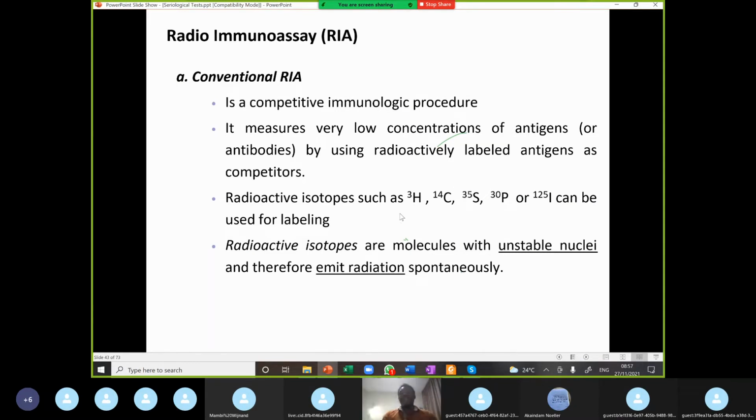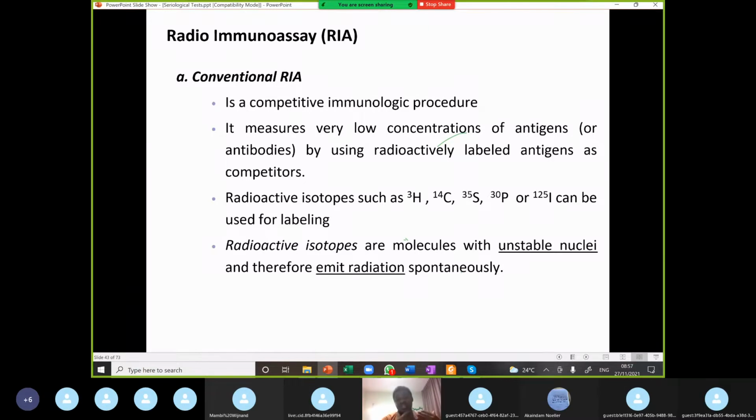So different radioactive isotopes have been used. We have tritium, carbon-14, sulfur-35, phosphorus-30, and iodine-125. These are all different isotopes. These isotopes are used to label antigens or antibodies, depending on what we want to test.